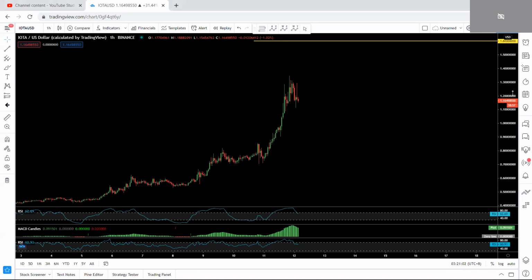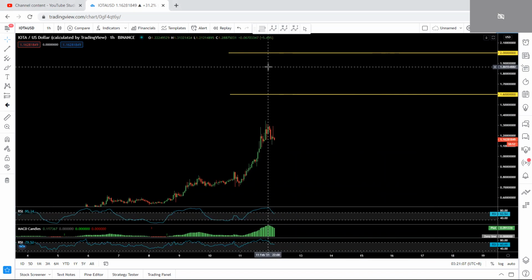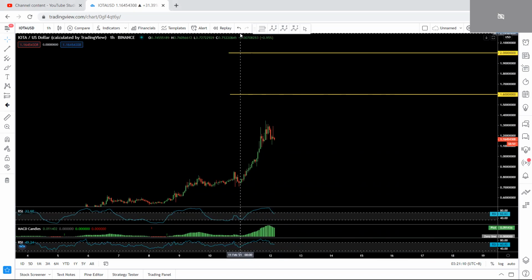And I have two lines here. Okay, there's nothing, just for my information. I mean, this is for my personal use. When I'm trading, I use it.